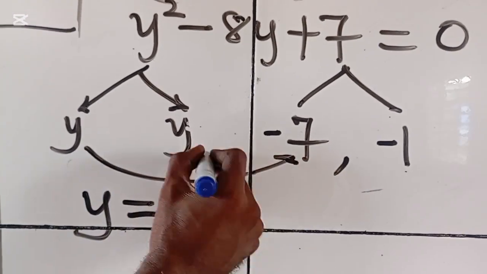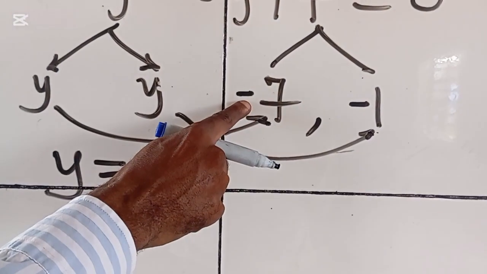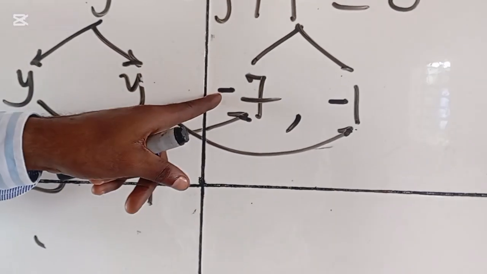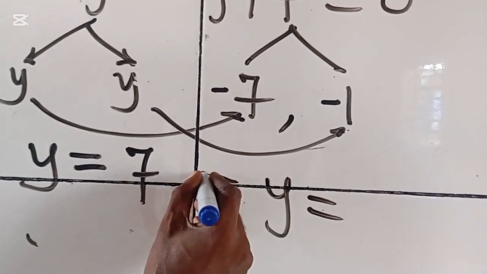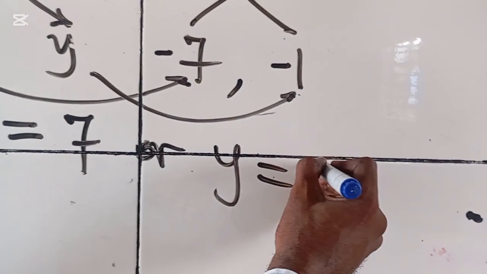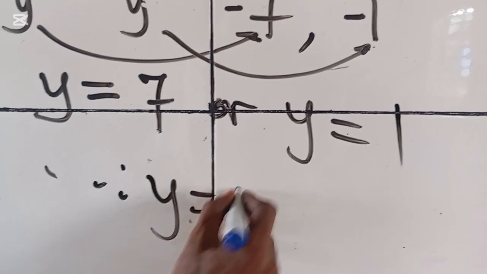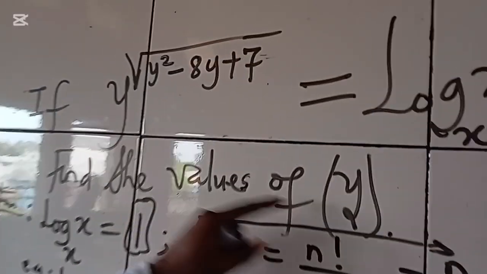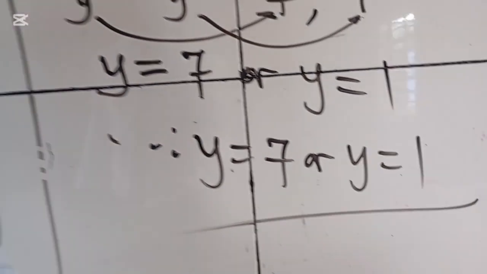Now my first answer is what? This goes with this, and this goes with this. My first answer will come from minus 7. The opposite of minus 7 is plus 7. Or the other one now, the opposite of minus 1 is also 1. That means my answer is y equals 7 or y equals 1. This is the answer for the question. We are asked to find the value of y, and the values of y are 7 and 1. Bye.